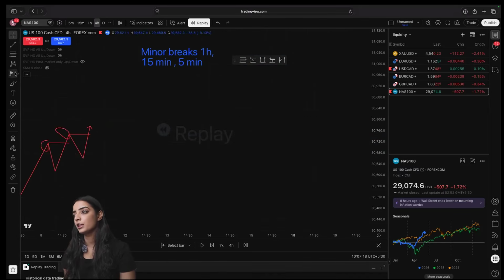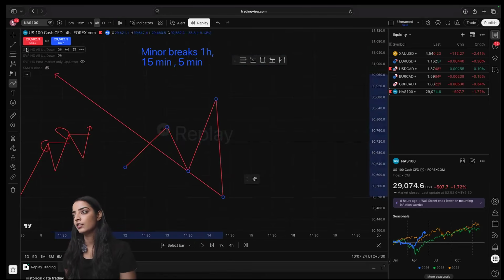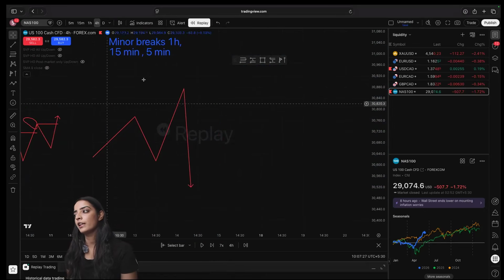So now we are going to see what major breaks are. Now, major breaks are a little bit different. So you have something like this. This kind of pattern is required for me to identify that the direction is bearish.